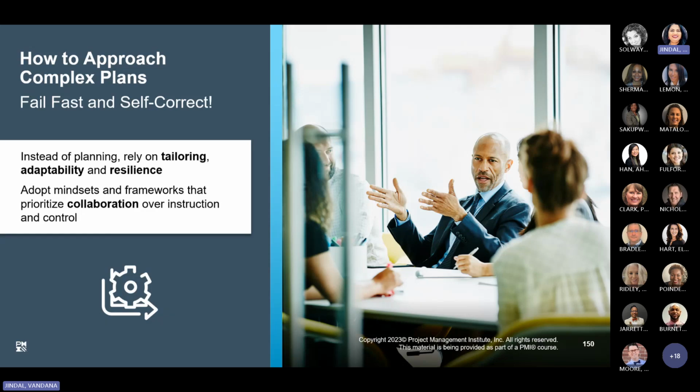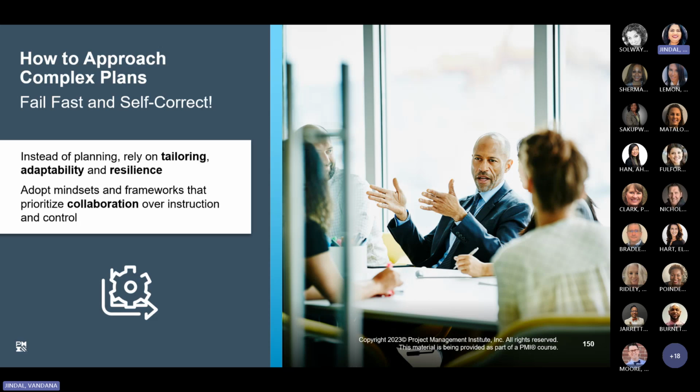So let's say the AI system isn't performing well with the initial algorithm, the team would not spend their time trying to perfect it and fix all the issues. They would rather quickly identify the failure, learn from it and pivot to a different approach. Another approach is tailoring, adaptability, and resiliency.